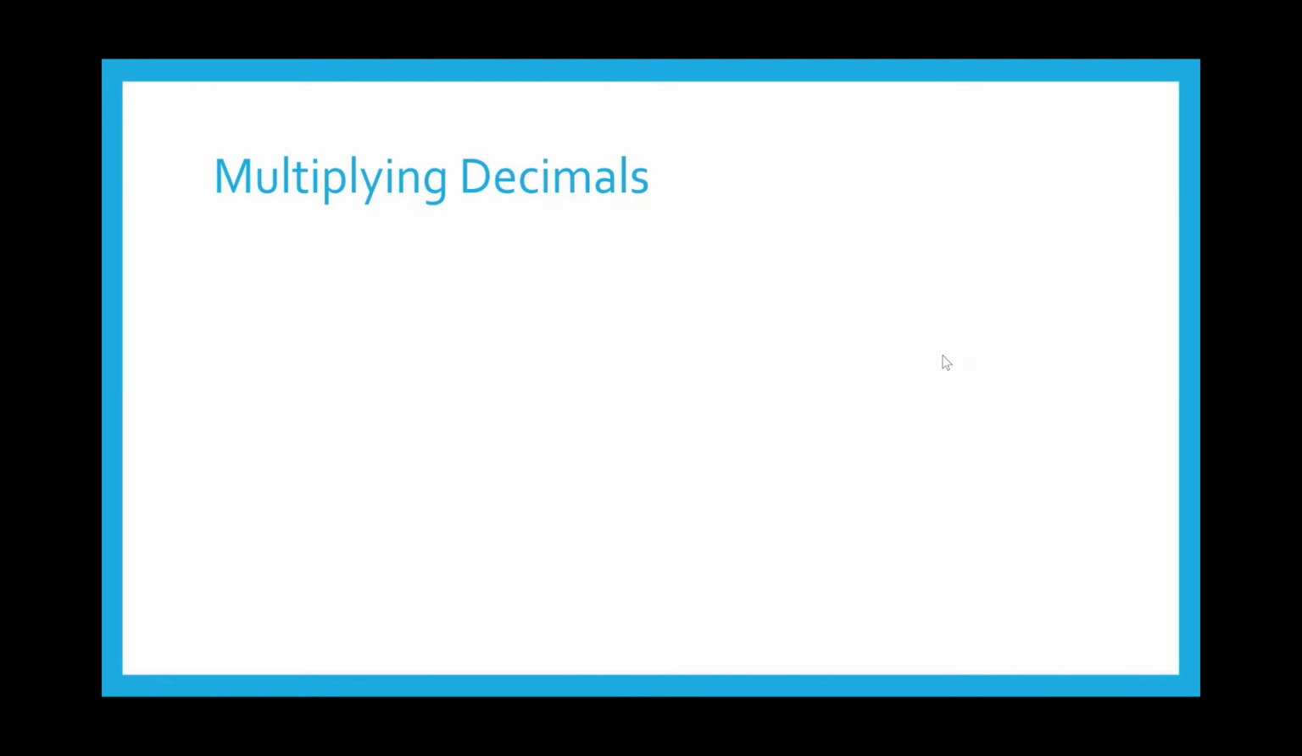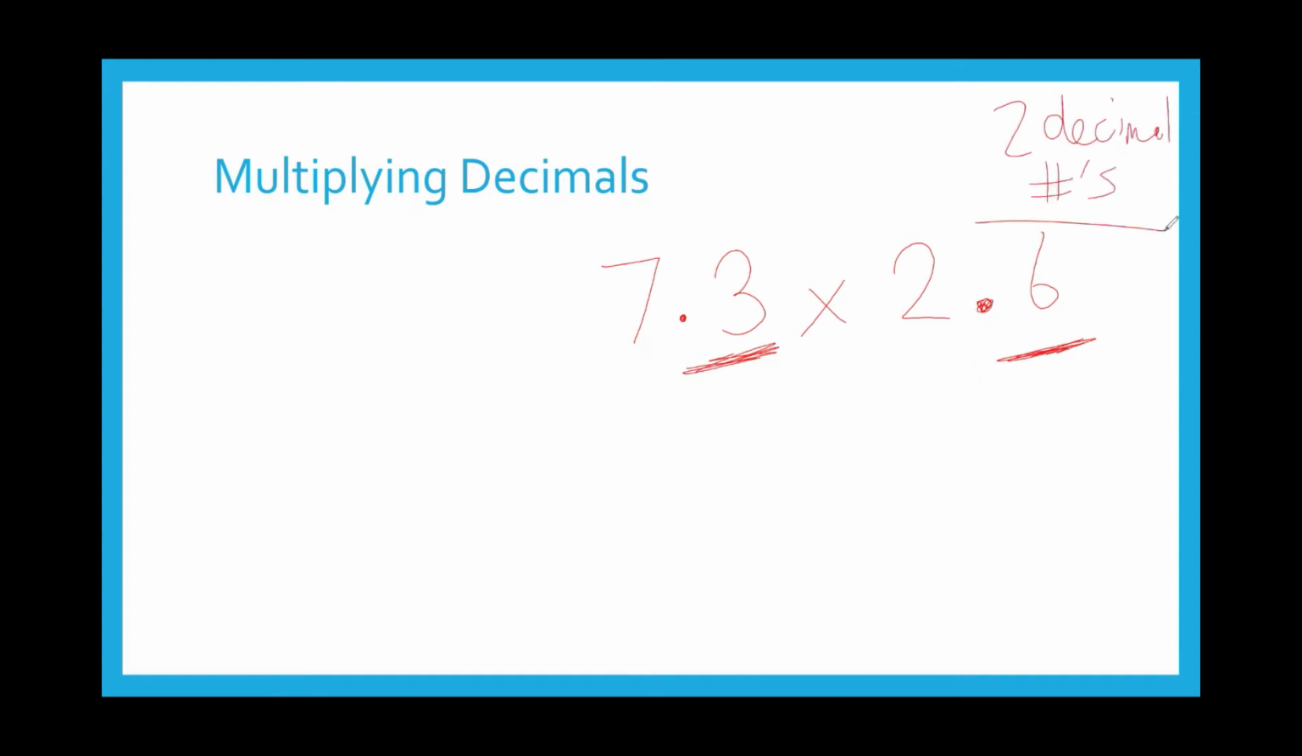With multiplying with decimals, it's pretty similar to whole numbers, but we want to pretend like the decimal isn't there and then put it in at the end. So if we have something like 7.3 and we multiply it by 2.6, first we figure out how many decimal numbers we have. We have the 3 and the 6, so that means we have 2 decimal numbers.